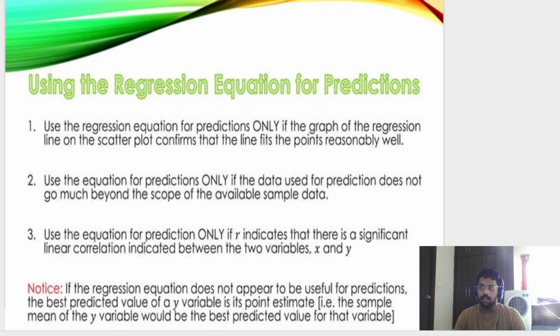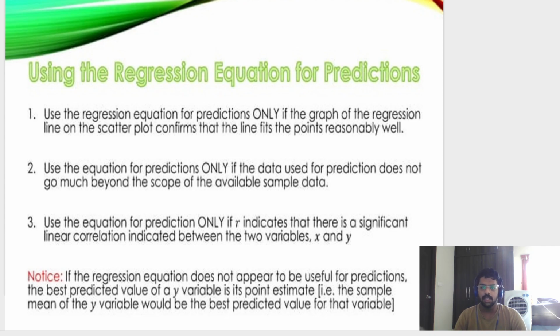Okay, so what should we do now? We will use the regression equation for predictions only if the graph of the regression line on the scatter plot confirms that the line fits the points reasonably well. And we will use the equation for predictions only if the data used for prediction does not go much beyond the scope of the available sample data, and we will use the equation for prediction only if r indicates that there is a linear correlation between the two variables x and y.